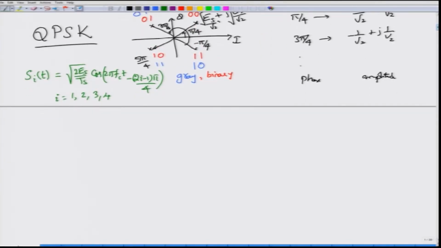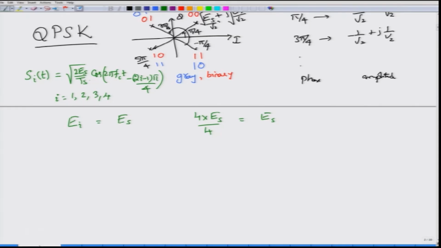this signal. So, if you look at this ith waveform and calculate what is the energy of the ith signal, the energy of the ith signal will be equal to Es. How many waveforms do we have? We have 4 waveforms, each carrying an energy of Es, and what is the average energy carried by each symbol? The average energy carried is equal to Es.